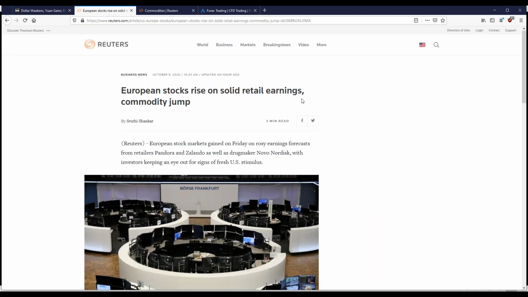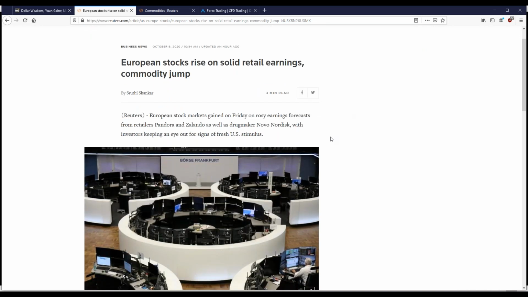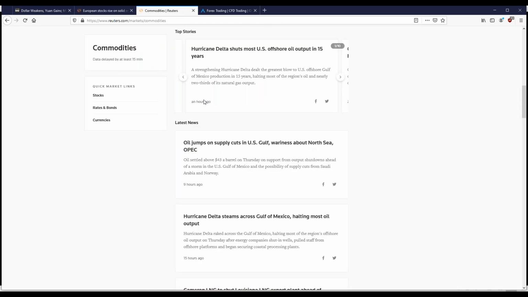European stocks rise on solid retail earnings and commodity jump. Okay, so some good news out of the European Union, a little bit anyways, on retail earnings. And we're talking about specific companies: Pandora, Zalando, and a major drug maker out of the European Union expect good earnings, good numbers. And so that's helping lift European stocks. So there's kind of an overall moderate sentiment in the positive direction, not just in the US, but kind of global right now. And then commodities.